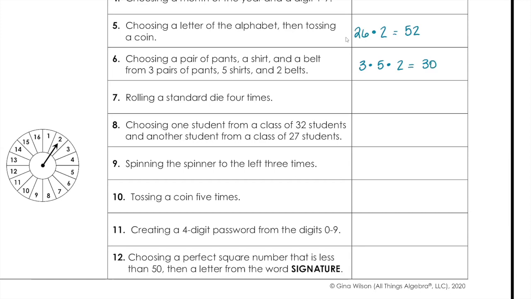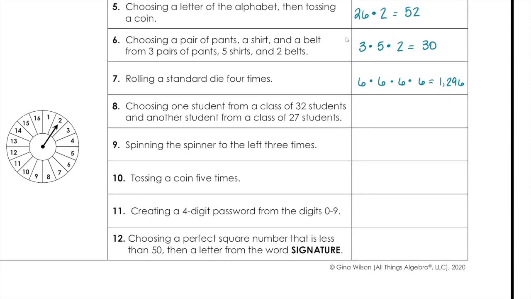Rolling a standard die 4 times. Now we're repeating the same experiment over and over again. But the first time we roll it, there's 6 outcomes. The second time we roll it, there's 6 outcomes. The third time we roll it, there's 6 outcomes. And the last time we roll it, there's 6 outcomes. So that gives us a combination of 1,296 possible outcomes.